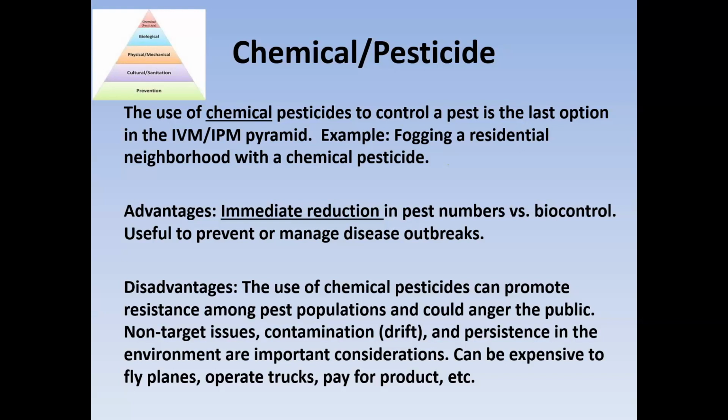Disadvantages of the chemical pesticides can promote resistance among pest populations and could anger the public. You can also have non-target issues. You have contamination, which is drift, persistence in the environment, and other important considerations. It also can be expensive to apply, fly planes, operate trucks, pay for the product, etc.